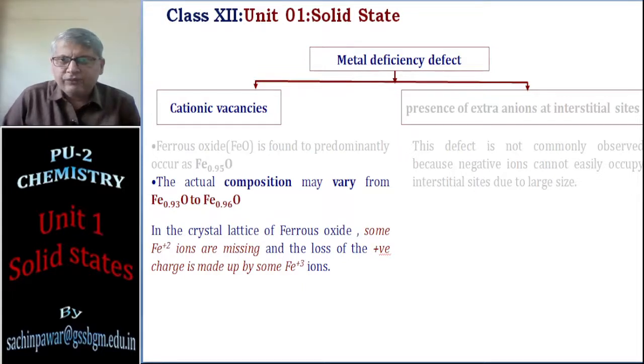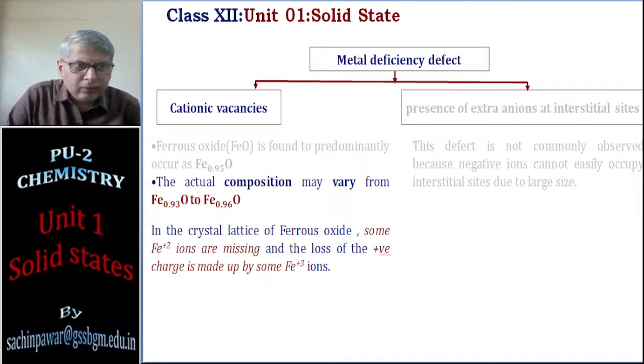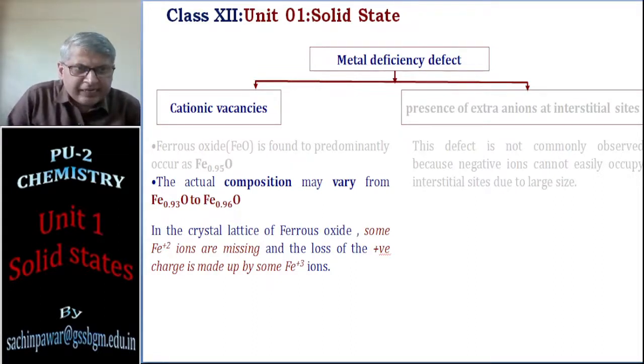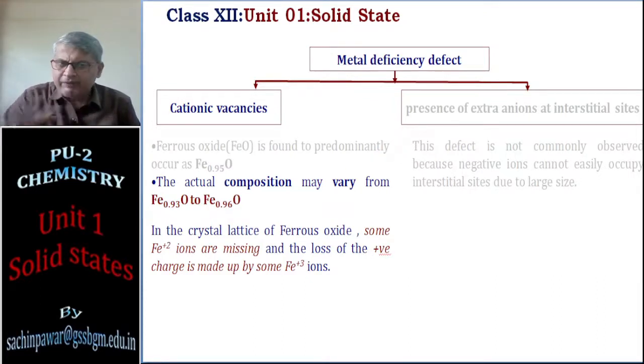Sorry, I have to take a few more. So here the charges are nullified. Better I'll take O minus 2, Fe plus 2, O minus 2, and so on. So here one cation vacancy is created. One Fe plus 2 is gone. That means the ratio of the positive and negative ions is disturbed.